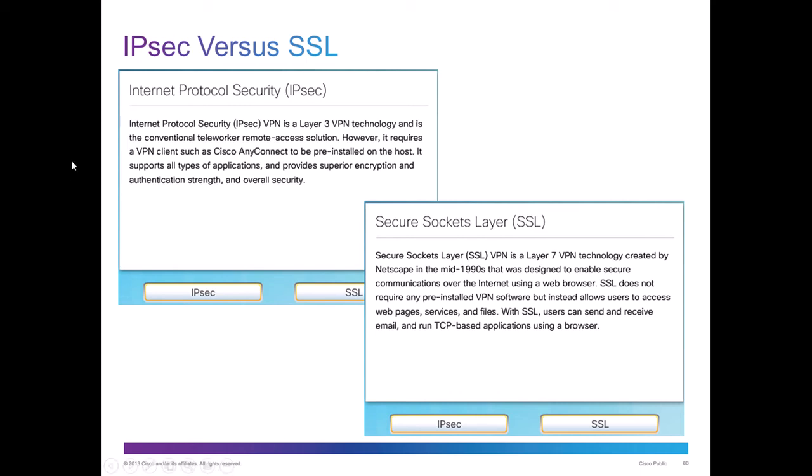Okay, so what I want you to do is write the first sentence here. IPsec is a layer 3 VPN technology and its conventional teleworker remote access solution. SSL, on the other hand, is a layer 7 technology, right? Created by Netscape in the mid 1990s, and this is to ensure the communication over the internet using a web browser.